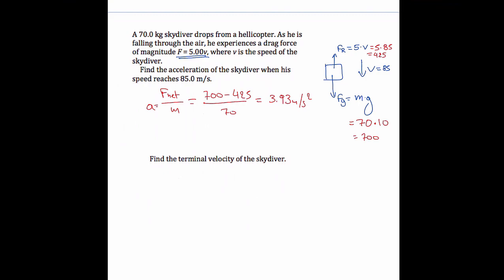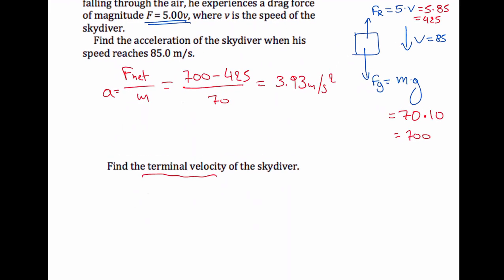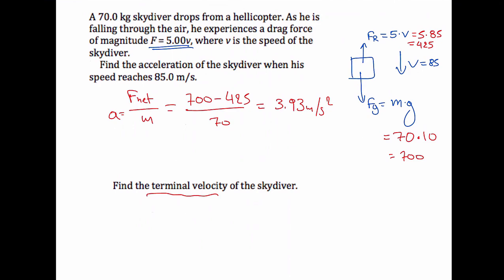And in order to find the terminal velocity, we need to remember that the terminal velocity happens when the force of gravity and the air resistance are equal. So the F net will be 0. This means that the total force upward will be equal to the total force downward. So 5 times v will be equal to 700. So this means that the terminal velocity will be 140 meters per second.